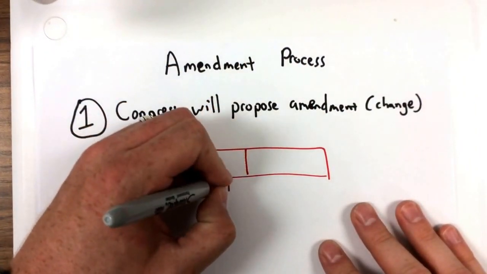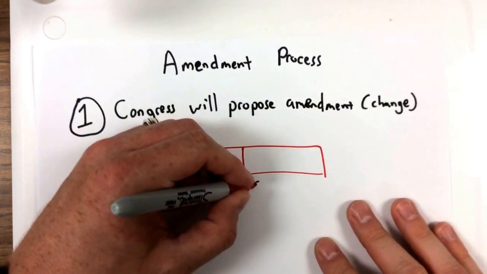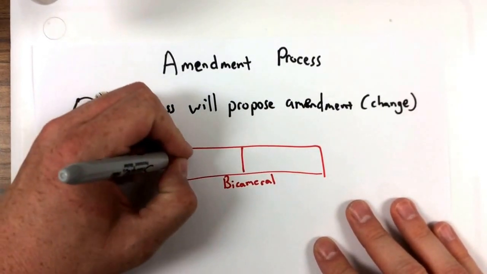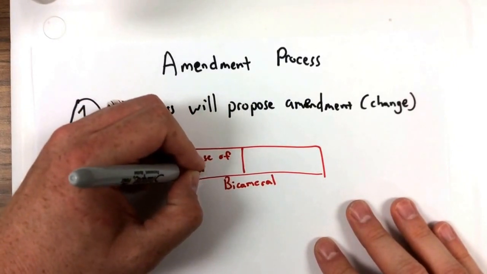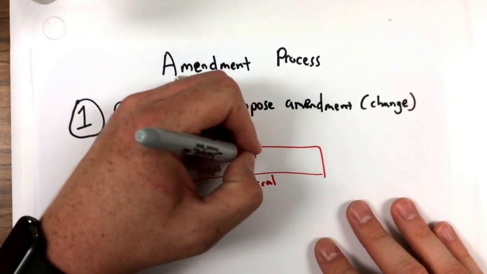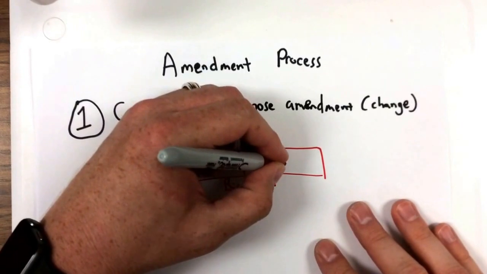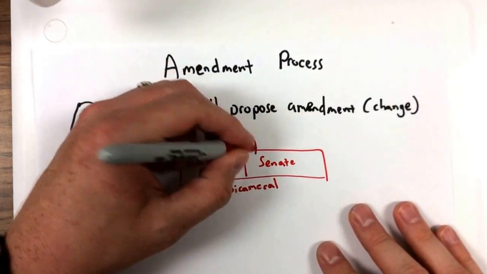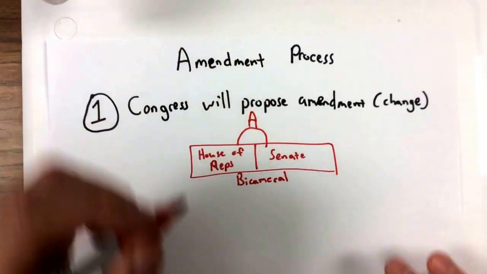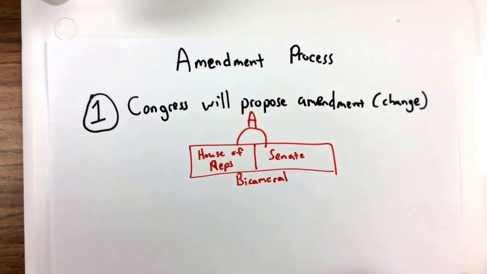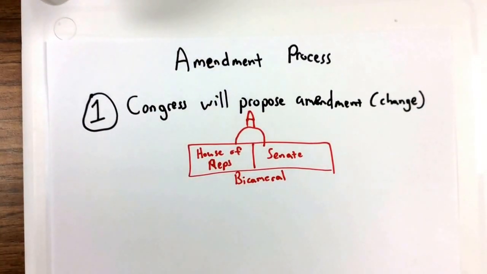This is our bicameral. We have the House of Representatives on one side and our Senate on the other, and this makes up our Congress. So remember we have the little thing here for Congress. This is what our Congress House looks like.